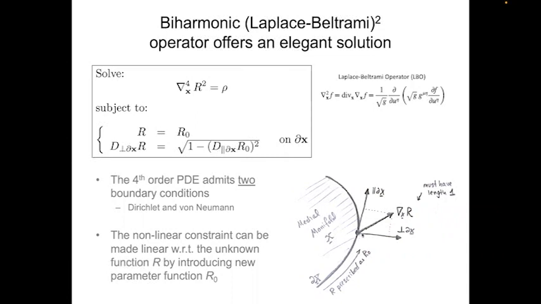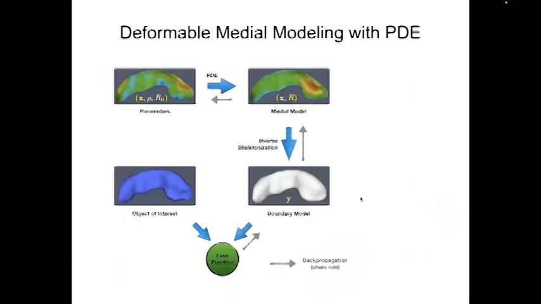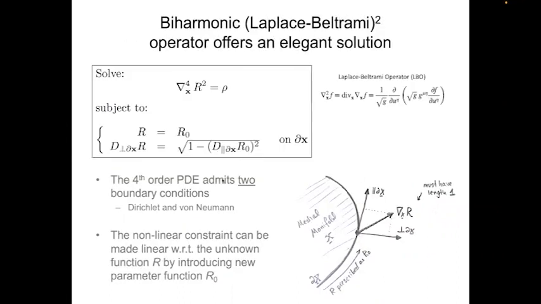Paul, can I make something clear, please? R sub 0 is nevertheless a function of position on that boundary. It's not a constant, right? It is a function of the position on the boundary. Absolutely.